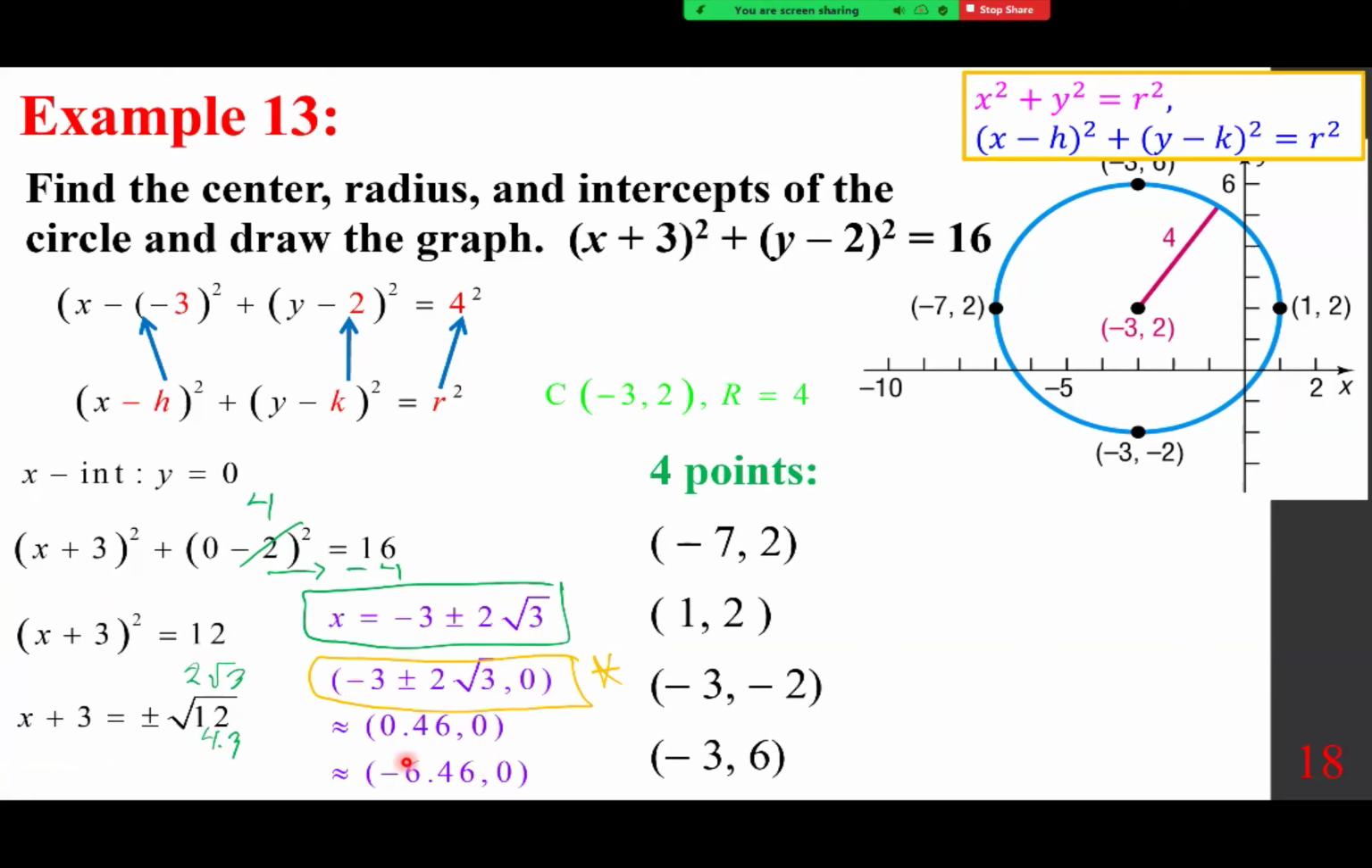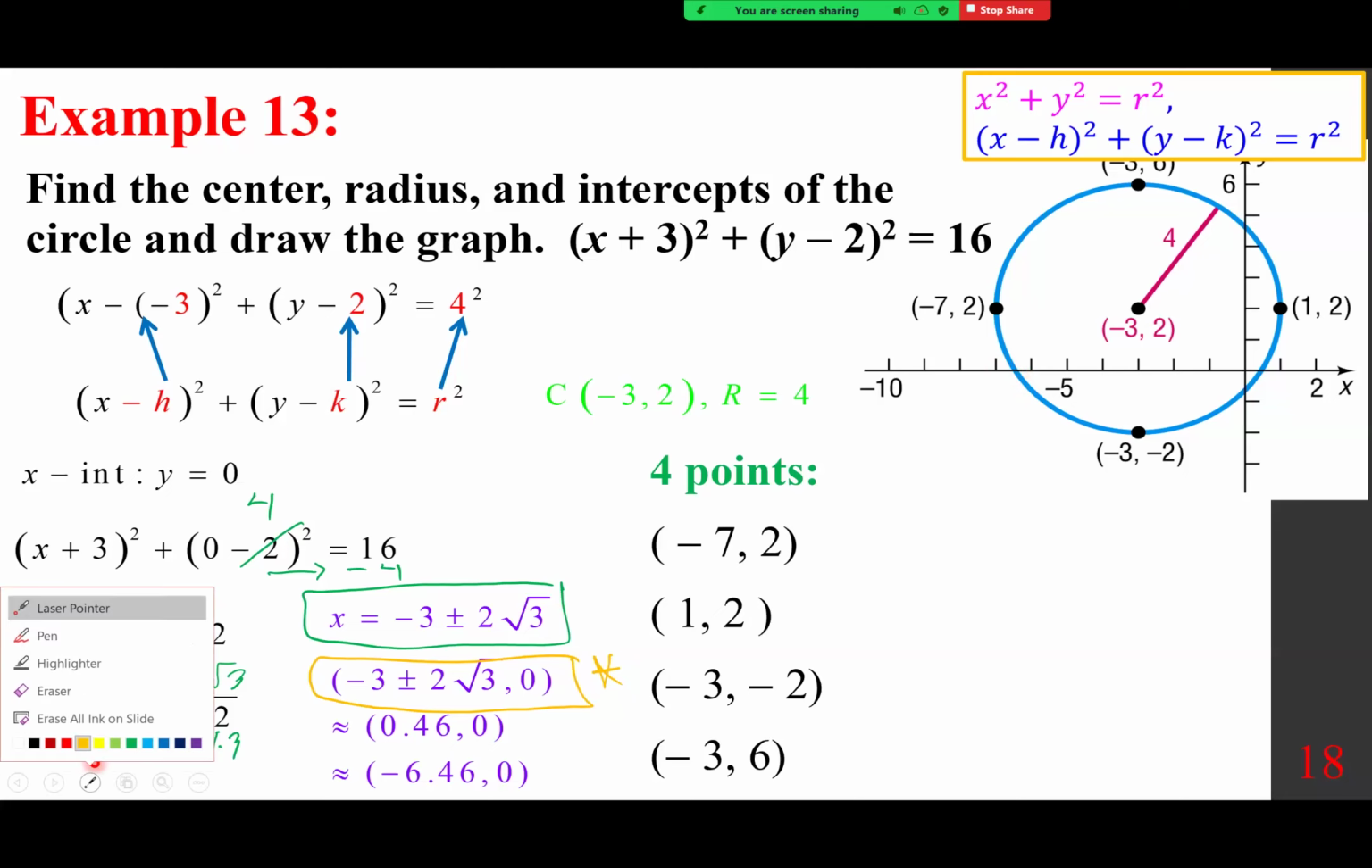Now, what is this? This is an approximation. You put this into a calculator. Square root of 3 is about 1.7. And you get those approximations for the sake of graph. And you may notice that this is 0.460, so roughly here. This is negative 6.460. This is minus 5. This is negative 6. So let me just do this actually. So we're talking about these 2 points. This one and this one. As you can see, it's pretty good.